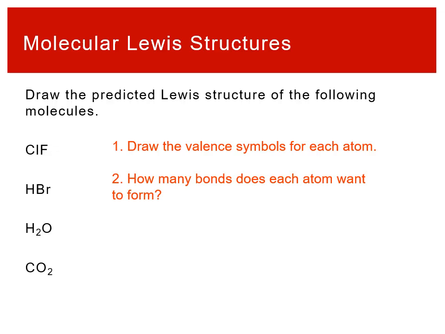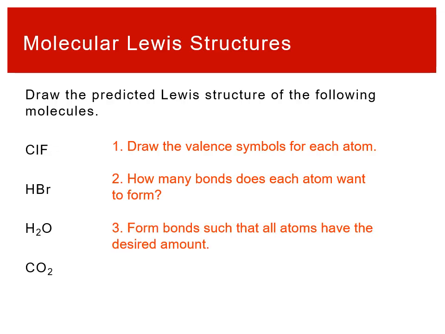How many bonds does each atom want to form, which is a question of how many more electrons they need for a full valence? Also, how many unpaired electrons do they have? And then we're going to form bonds such that all atoms have the desired amount, right? Just pair up the unpaired electrons until you're done.